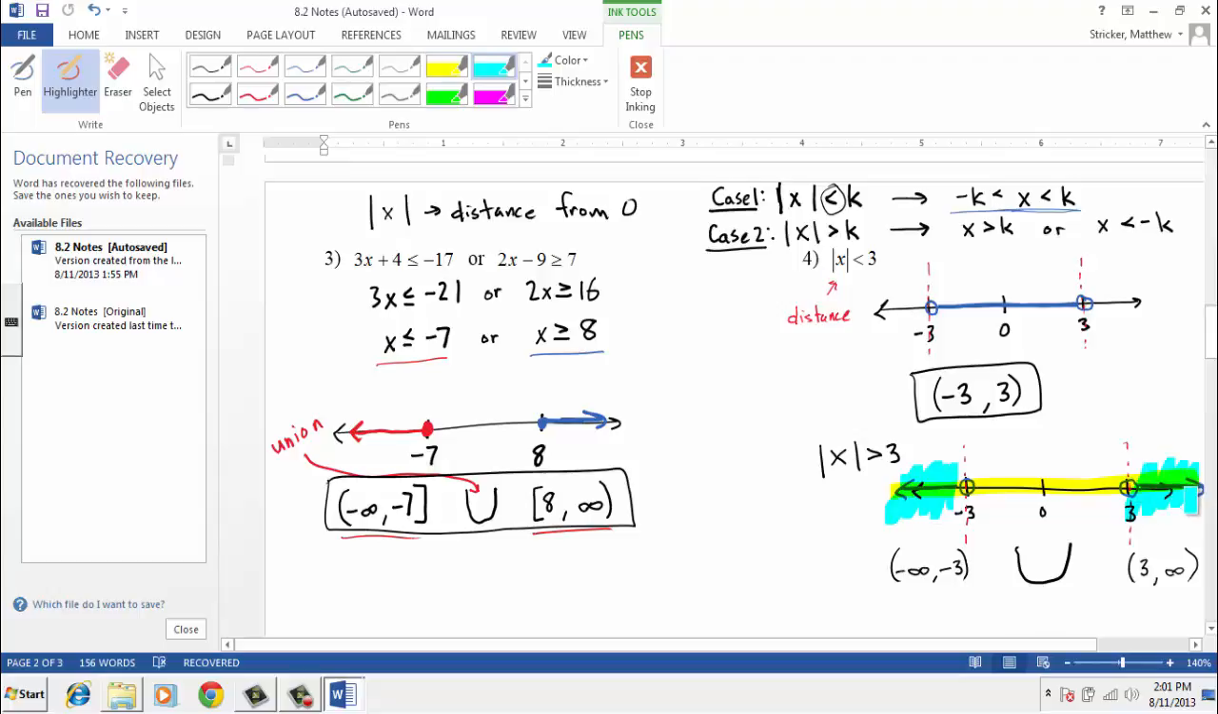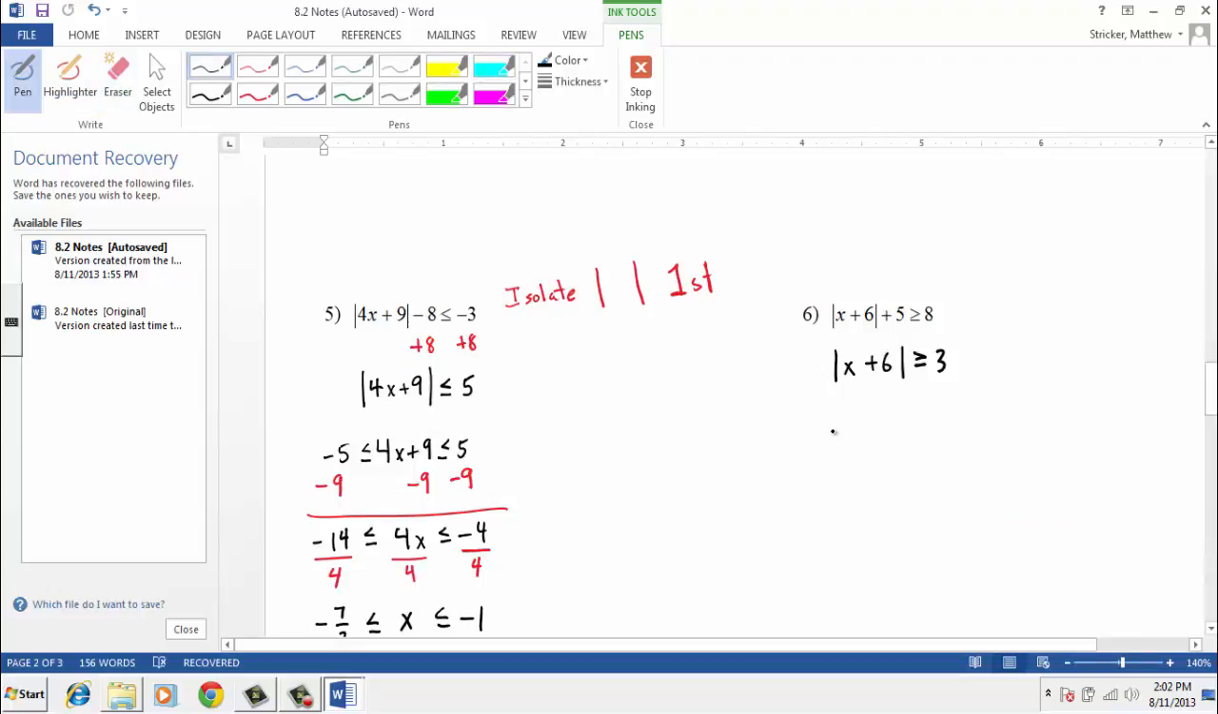Our answers are in these blue regions. So what this means is that x plus 6 should be greater than or equal to 3, or that x plus 6 should be less than or equal to negative 3. And again, we could solve both of these separately. If we subtract 6 from both sides, we get x is greater than or equal to negative 3, or x is less than or equal to negative 9.